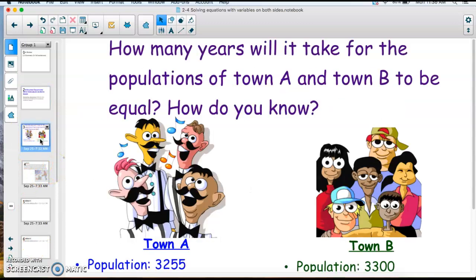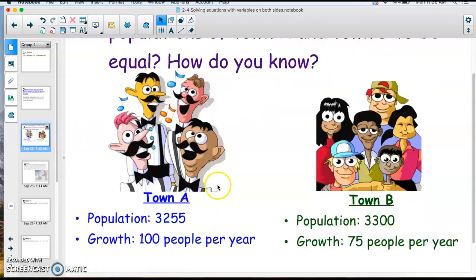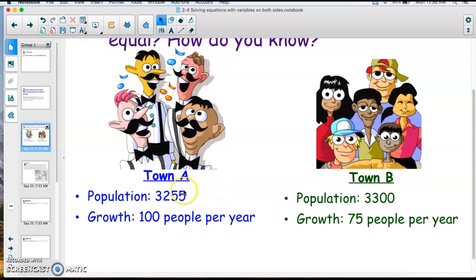Our warm-up problem today: how many years will it take for populations of town A and B to be equal? And how do you know? Well, this one we see town A has less people, but they're growing at a faster rate. Likewise, town B has a higher population, but they're growing a little bit slower. Okay, so there's going to be a point where they are both the same population, and our job is to find out when that happens to be.